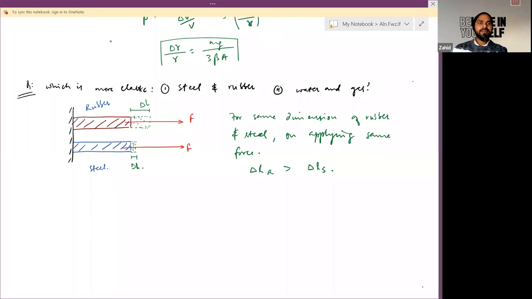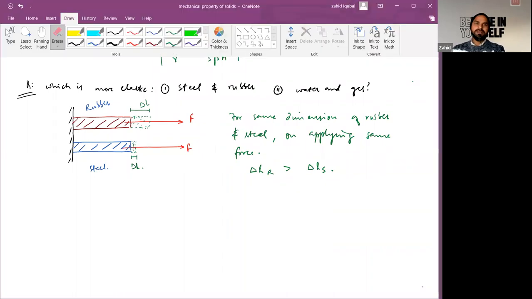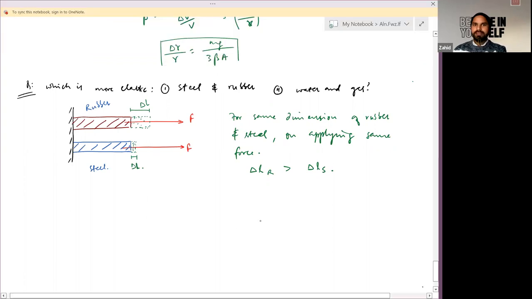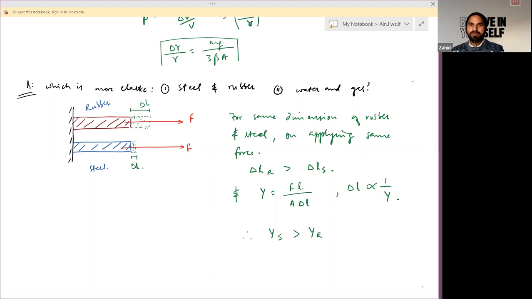And next, since it is extending in length, we can define Young's modulus. According to the relation, Y equals F times L divided by A times delta L, or you can write delta L is inversely proportional to Young's modulus. So we have delta L for rubber greater as compared to delta L for steel. Therefore, Young's modulus of steel will be greater as compared to Young's modulus of rubber. Hence, the substance having more modulus of elasticity will be more elastic.